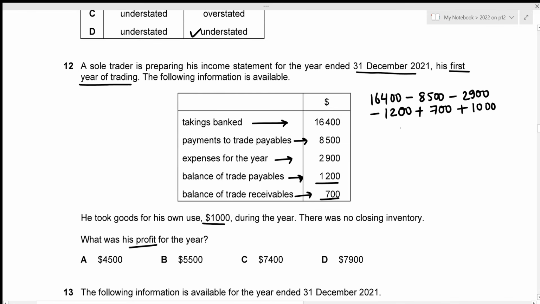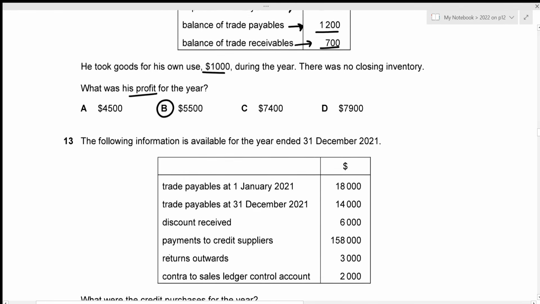This concludes everything. So now the profit for the year is going to be 16,400 minus 8,500 minus 2,900 minus 1,200 plus 700 plus 1,000, which results in our profit to be 5,500. And this amount is given in option B, so that will be our correct answer. This concludes question number 12. We can now move towards question number 13.